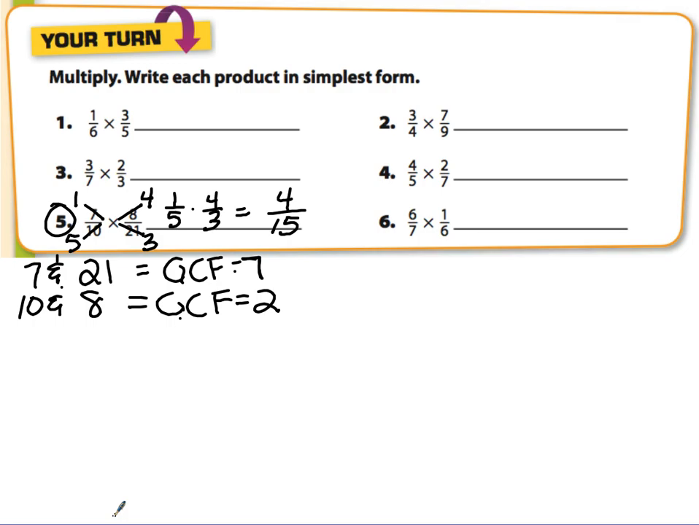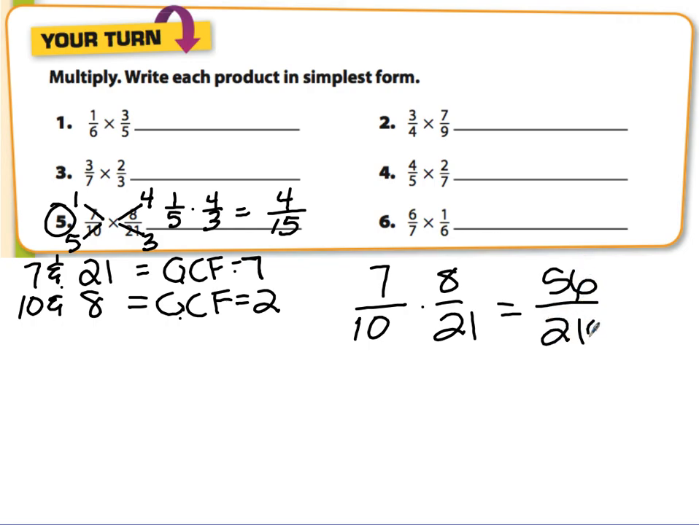Had I not done that, I would have done 7 over 10 times 8 over 21, and I would have gotten 56 over 210, which isn't horrible, but the GCF of 56 and 210 is 14. That's kind of a tough number to find if you don't really know your multiples very well. Okay, so this is why when you have larger numbers, I really suggest using the cross multiplication.